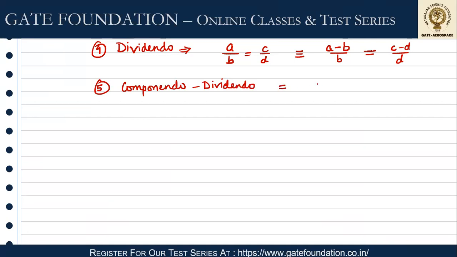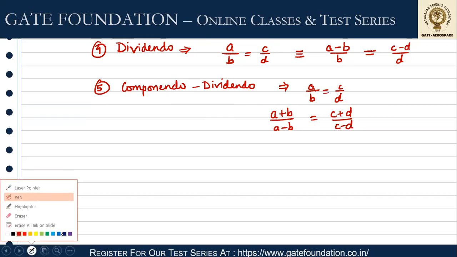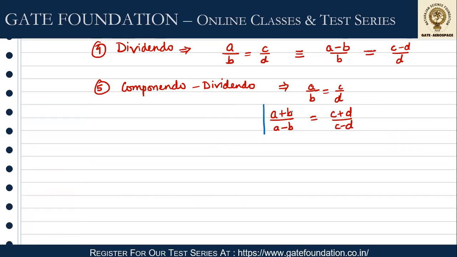So componendo dividendo is basically dividing both the equations, which we got in componendo and in dividendo. So if I have a number a by b equals to c by d, then componendo dividendo is basically a plus b over a minus b being equal to c plus d over c minus d. Right. This comes directly and we can use this at a lot of places to simplify the expressions.